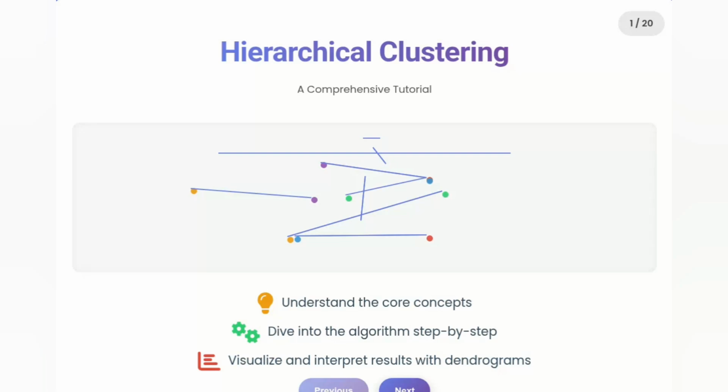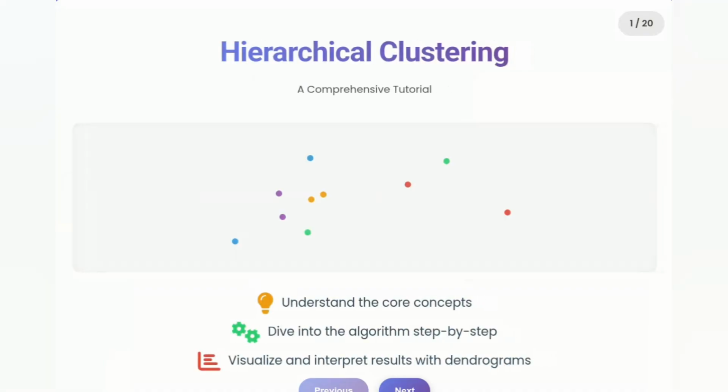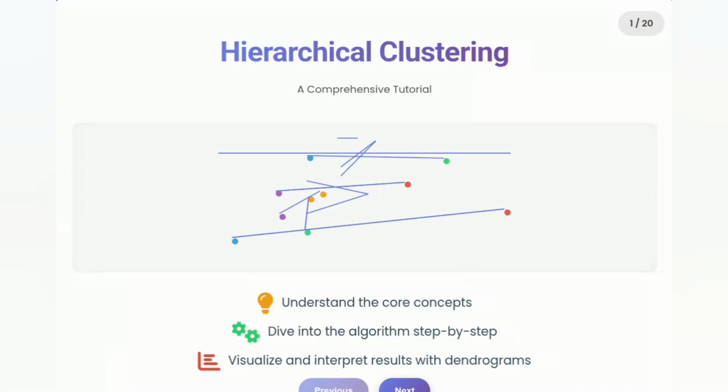Welcome to this comprehensive tutorial on hierarchical clustering. I'm excited to take you through one of the most intuitive and powerful unsupervised learning techniques in machine learning. By the end of this video, you'll understand what hierarchical clustering is, how it works, and when to use it in your data science projects.